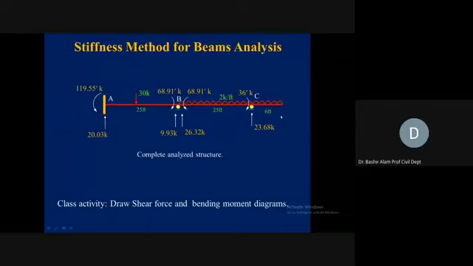So we have 20.03 plus 9.93 plus 26.32 plus 23.68. So this is coming less, and what is the reason? Upward and downward should be equal. Did we make some mistake now?